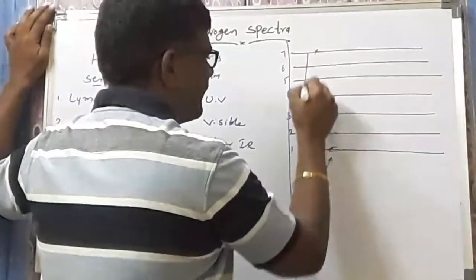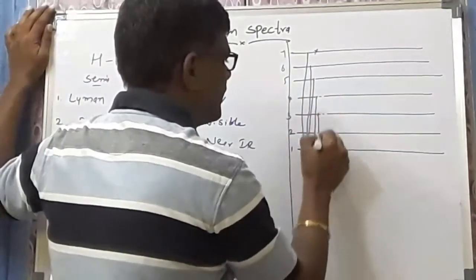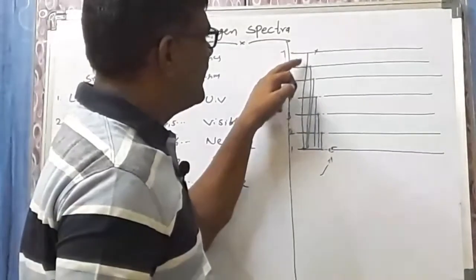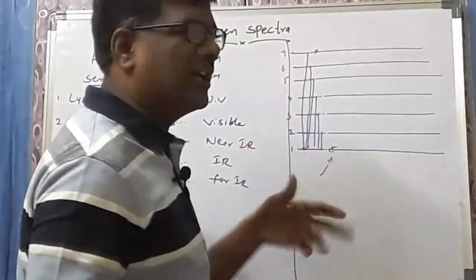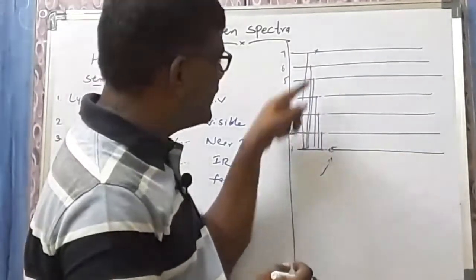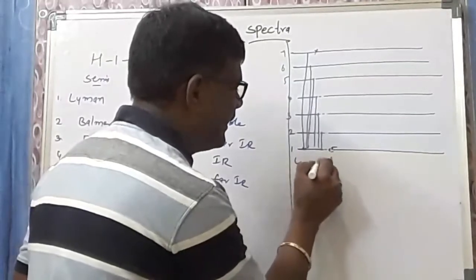Electron is jumping from 7 to 1, 6 to 1, 5 to 1, 4 to 1, 3 to 1, 2 to 1. Ultimately, the excited electron may be present in levels 7, 6, 5, 4, 3, 2. They are called the excited states. When the electron jumps from any excited state and comes to the ground state, then you will get the series called the Lyman series.